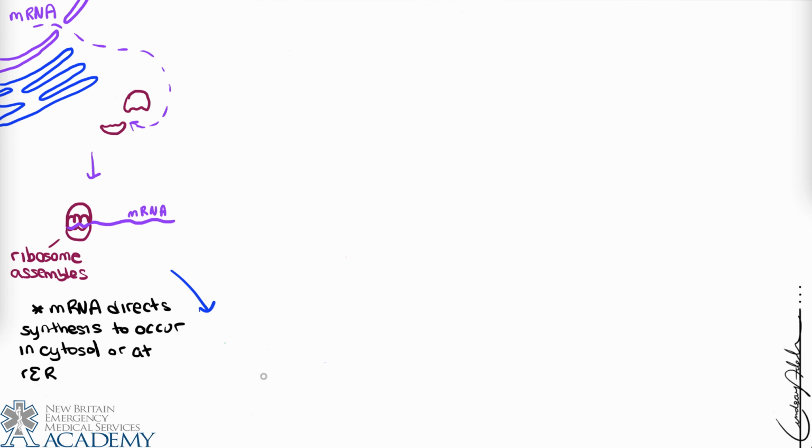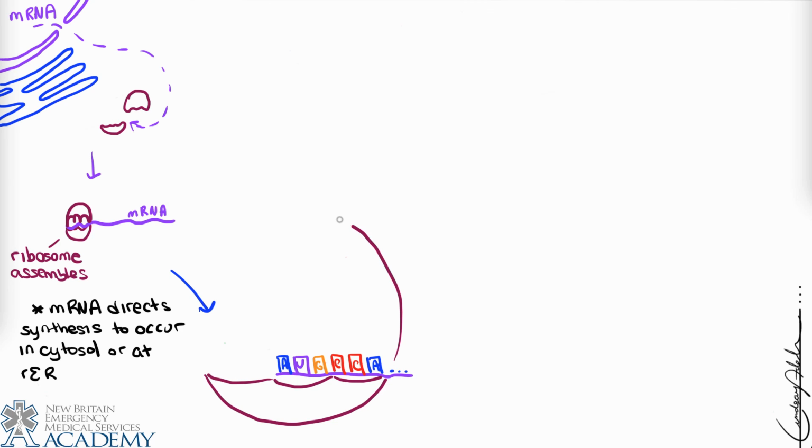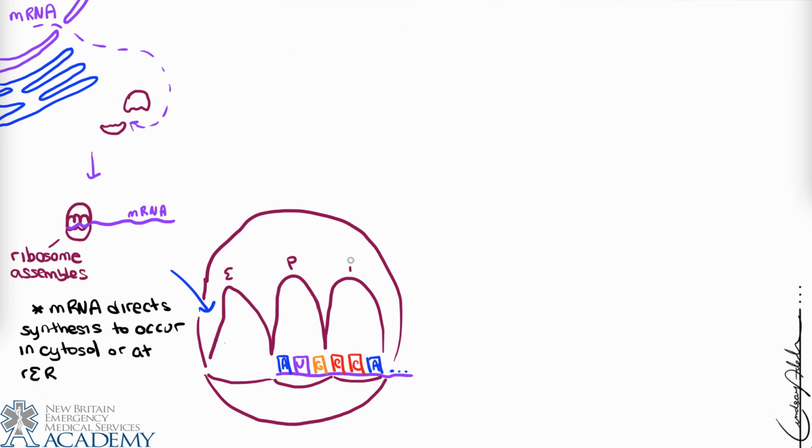So if we're using the protein just for the cytosol, then the ribosome will stay right in the cytosol and make the protein right then and there. But if the protein needs to go as part of the membrane, or needs to be exported from the cell via exocytosis, or needs to be part of a lysosome, if it needs to end up in a vesicle somehow, then we need to use the endoplasmic reticulum in order to synthesize it. And at that point, the ribosome will translocate. It will move itself over to the endoplasmic reticulum and attach itself, and then the protein synthesis will occur.